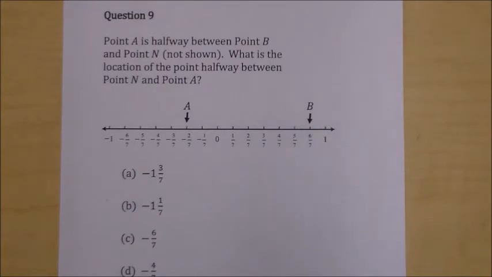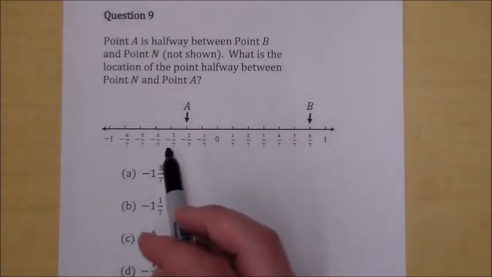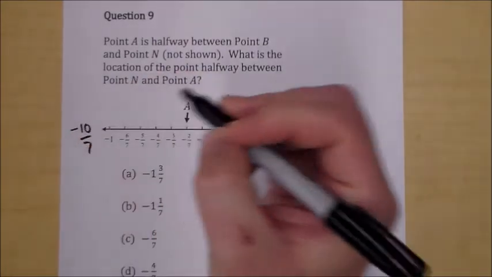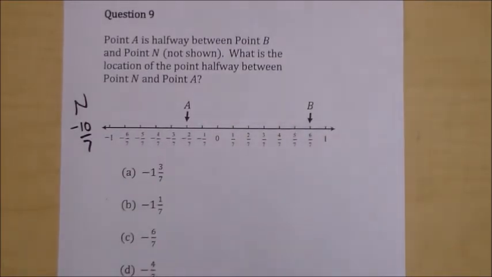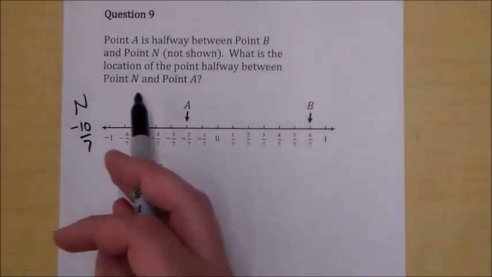Question 9. Point A is halfway between point B and point N, not shown. Okay, so another one, N lives over here somewhere. What is the location of the point halfway between point N and point A? All right, so if it takes us 8 to go from 6 to negative 2, this will live at negative 10/7, right? Because another 8 will get us to negative 10/7. I'm just going to leave that as negative 10/7. That's okay, that's an improper fraction. I'm cool with that.